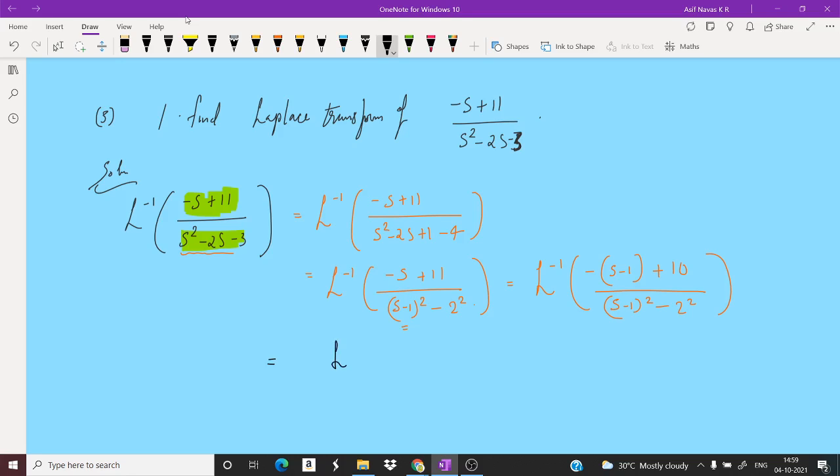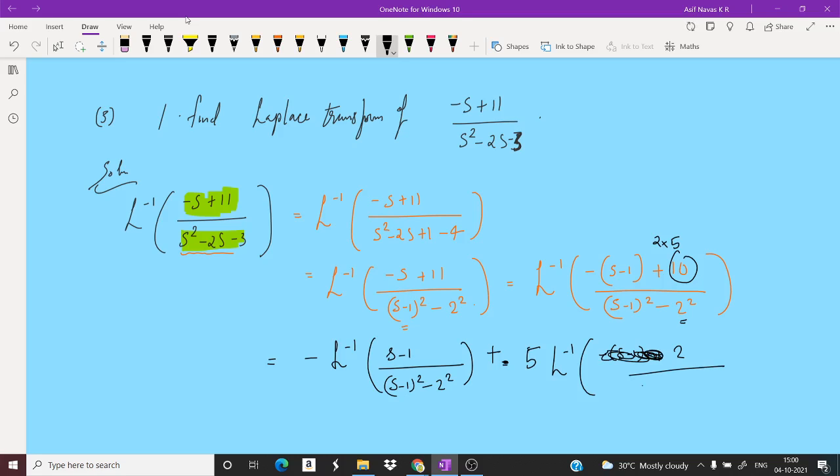Now I can split the inverse Laplace transform. Taking minus 1 outside, (s minus 1) divided by (s minus 1) whole square minus 2 square, plus here it is 2 square. So I'm taking this 10, I can write it as 2 into 5. So 5 L inverse of minus of (s minus 1), plus 2 divided by (s minus 1) whole square minus 2 square.